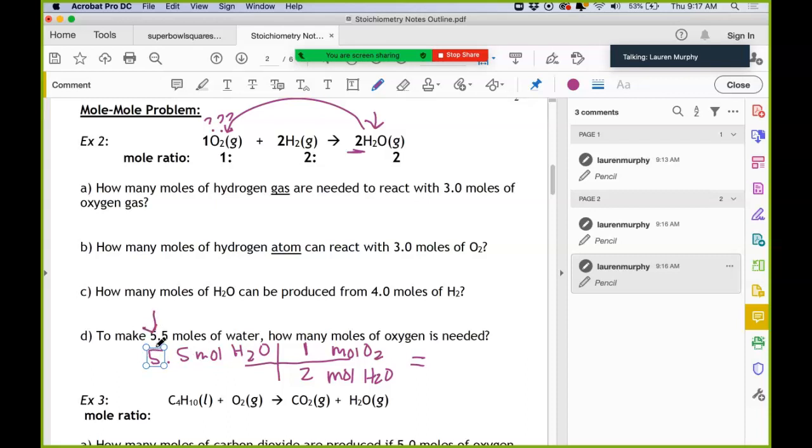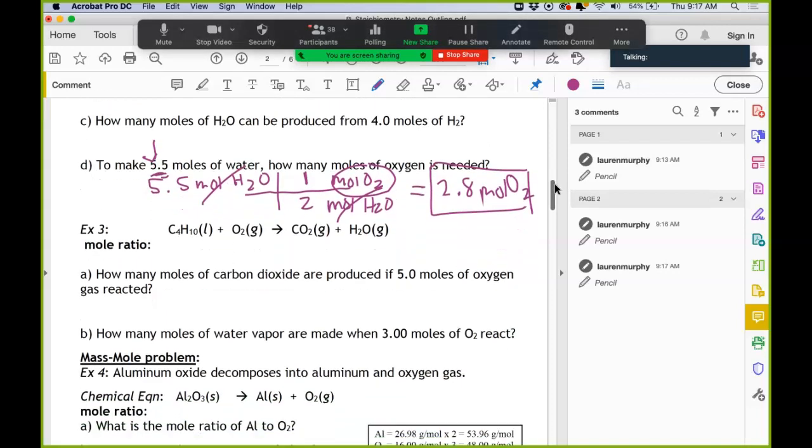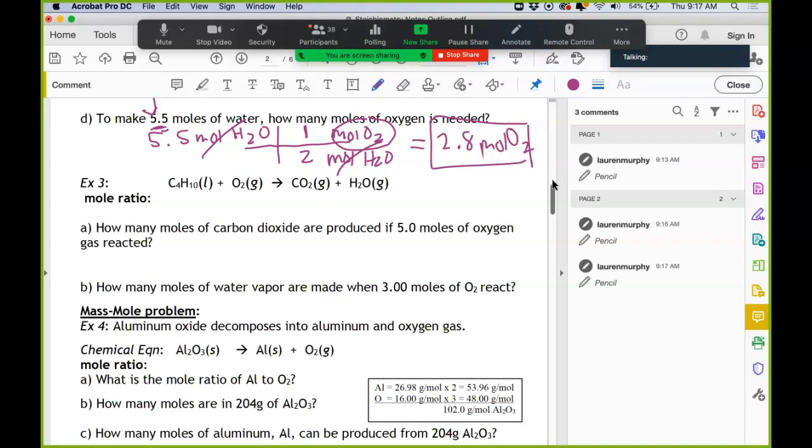However, this is only a 2 sig fig number, so 2.8 moles of oxygen. Oops. Okay. Any questions on mole to mole ratios right now? We're going to do some more practice. All right.